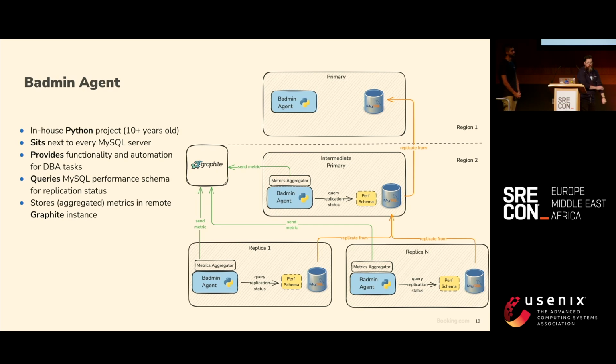This is the architecture of, again, the 3 layers: primary, intermediate primary, and read replicas. In all the servers, we have MySQL and admin agent, which is written in Python. It was started more or less 10 years ago, but it's under active development, so that's good. Periodically, it connects to the database and asks about replication running through the performance schema of MySQL, and then sends the data back to, in our case, Graphite and Prometheus. For this case, we use Graphite.